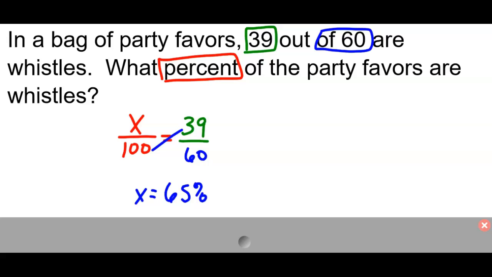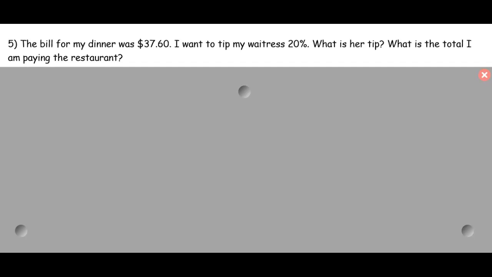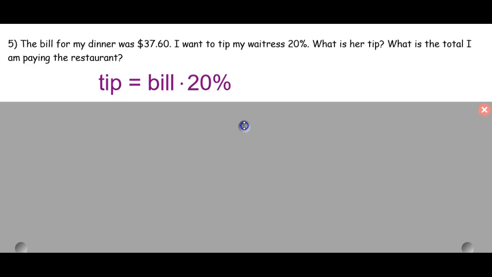All right, now let's talk tips. Bill for my dinner is $37.60. I want to tip the waitress 20%. What is her tip? So when we're talking tips, we look at how to do that.